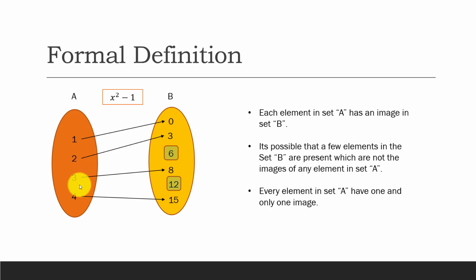The dependent set can have some elements. It's possible that a few elements in the set B, which is nothing but the dependent set, are present which are not the images of any element in set A. The main rule is that all of the elements of set A must have an image, and that too a single image, one and only one. There could be some elements in the dependent set B which may not have any image. That is possible. So this was the missing part of the function definition, which we completed here.